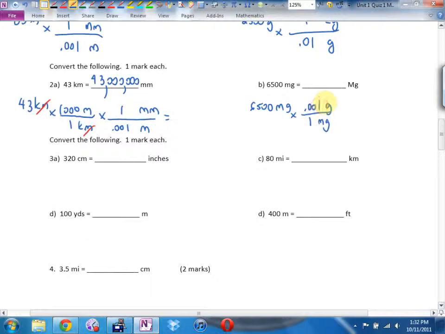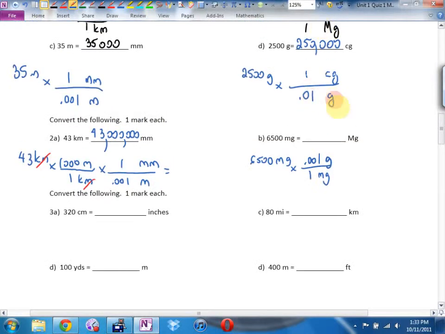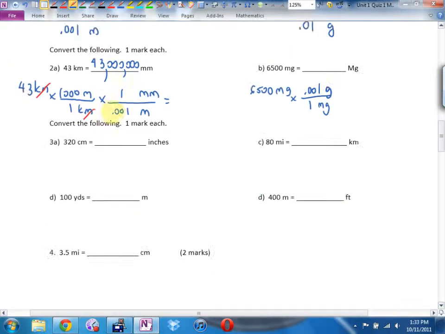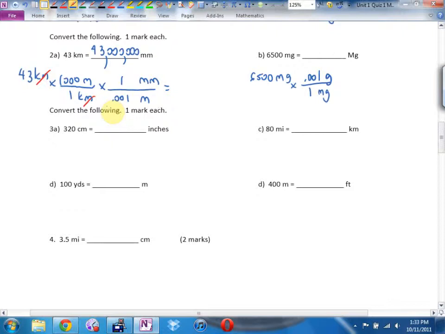Mr. Dueck, how do you know where the 0.001 goes? Does it go with that? You'll notice I'm putting the number from your chart in the dimensional analysis method, Sam. The number from your chart always goes next to the base unit, the one with no prefix. So I know that it goes there. That would give me grams.